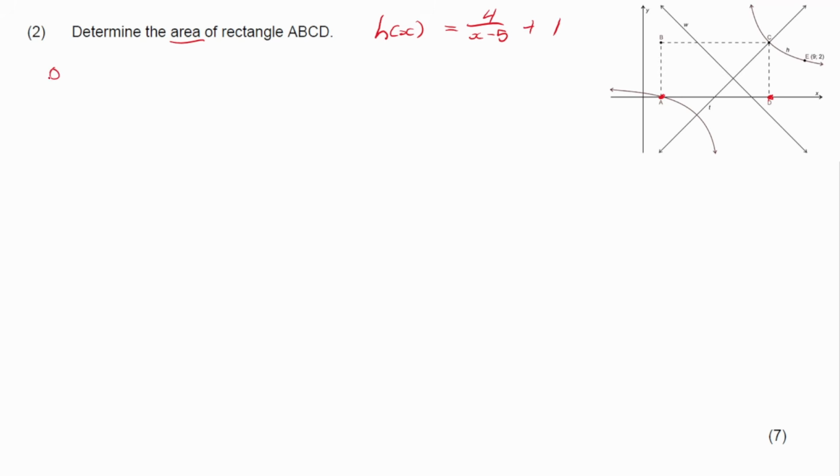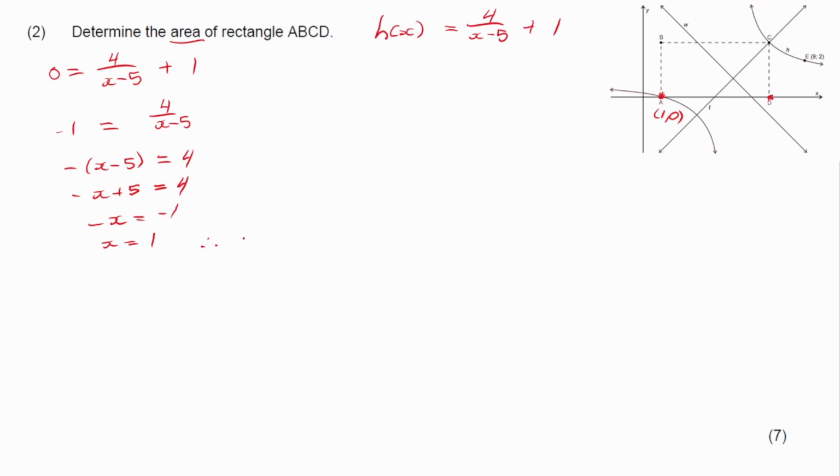My x-intercept is when y is equal to 0. So I'm just solving for this. So I get minus 1 is equal to 4 over x minus 5. So I get minus x minus 5 is equal to 4. So minus x plus 5 is equal to 4. So what do I get? I get minus x is equal to minus 1. So x is equal to 1. So I know the coordinates of A is 1, 0. So therefore A is 1, 0. Okay, so I have the coordinates of A.